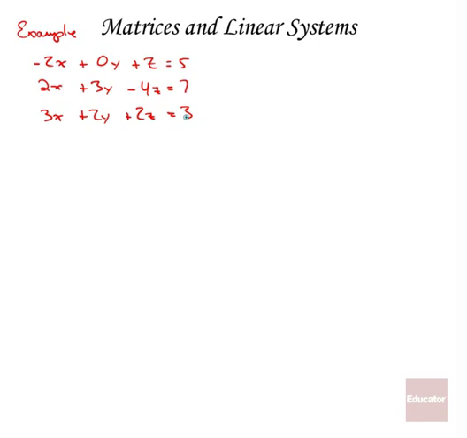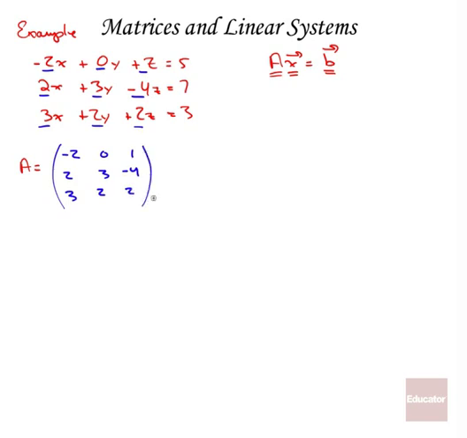And now let's break it up in matrix form. We want to write it this way, Ax equals b. This is the matrix representation. A matrix A times a vector x gives us a vector b. So the matrix A is going to be the coefficients: negative 2, 0, 1, 2, 3, negative 4, 3, 2, 2.